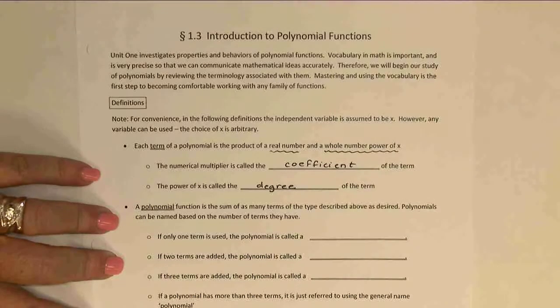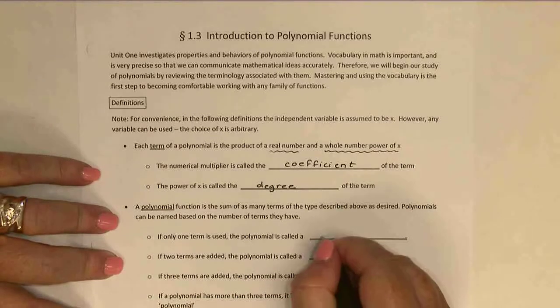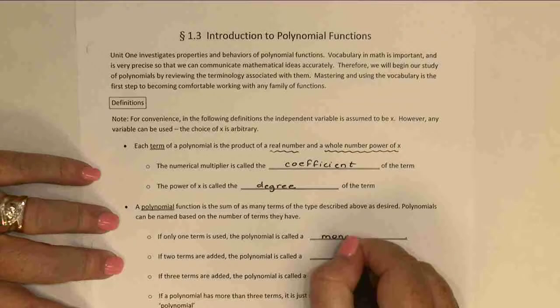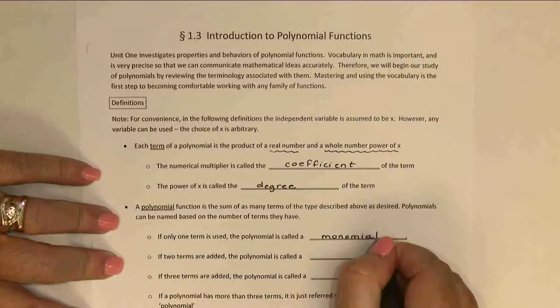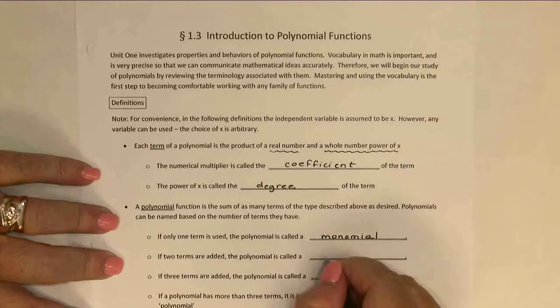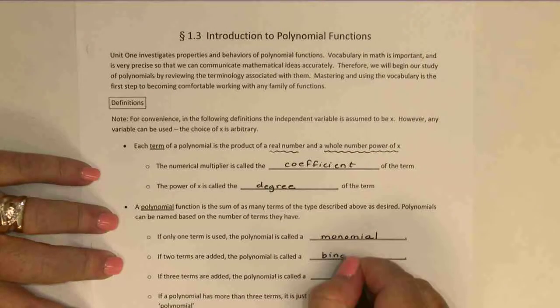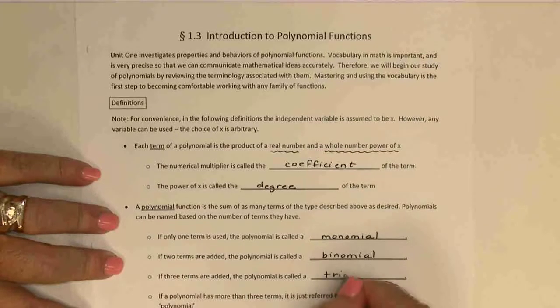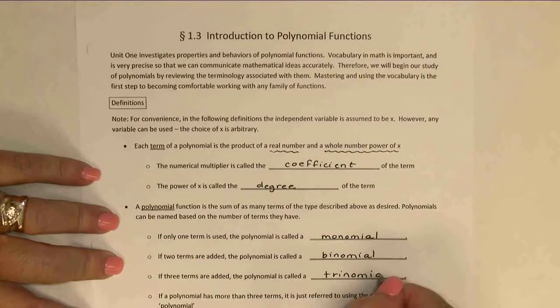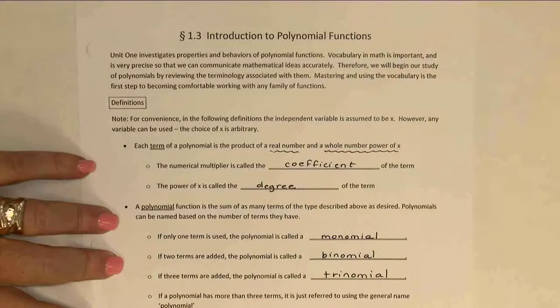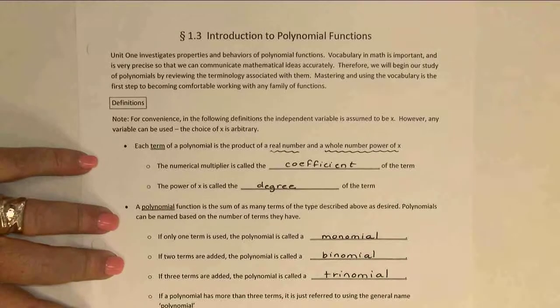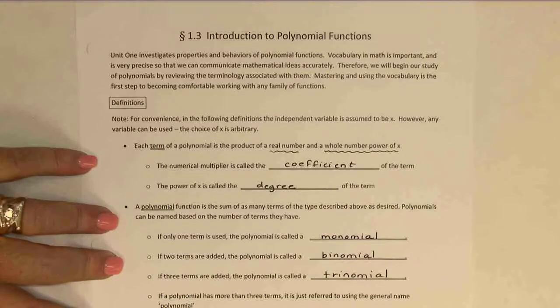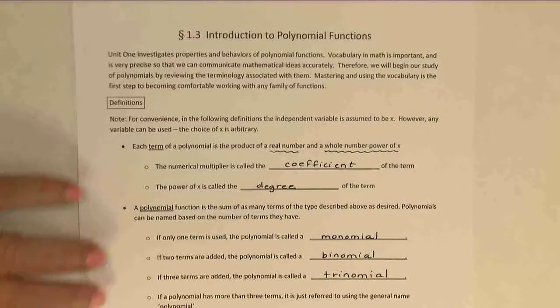Polynomials sometimes are given special names based on how many terms they have. So if a polynomial only has one term, we call it a monomial. With two terms, we call it a binomial. And with three terms, a trinomial. If we've got more than three, we usually just use the generic term polynomial rather than inventing any more language.